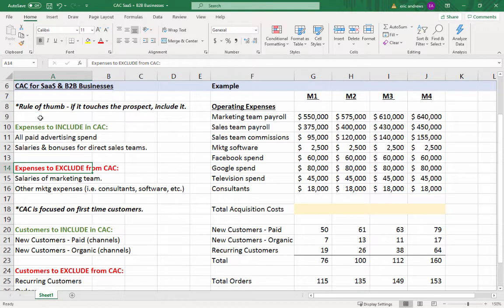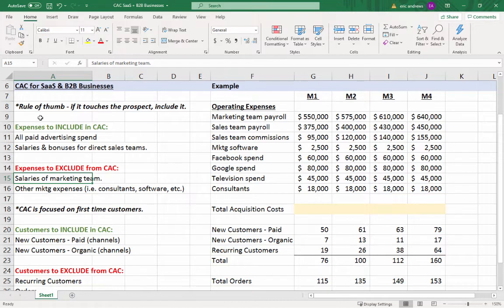Expenses to exclude from CAC: salaries of the marketing team. There's a very common mistake. People include salaries of the marketing team. You should not do that. So what's a typical marketing person? Could be a search engine manager, optimizing links on the website. It could be the VP of marketing. Maybe someone who does PR. Basically, all of the people on the marketing team are having no interactions with the actual customers. The salespeople are, but the marketing people are not.